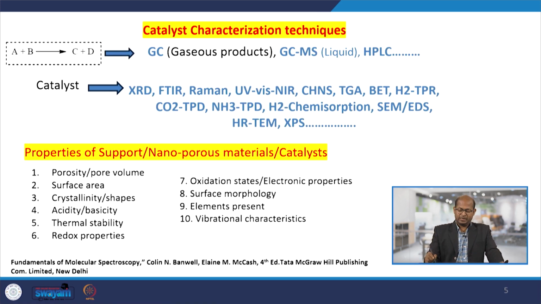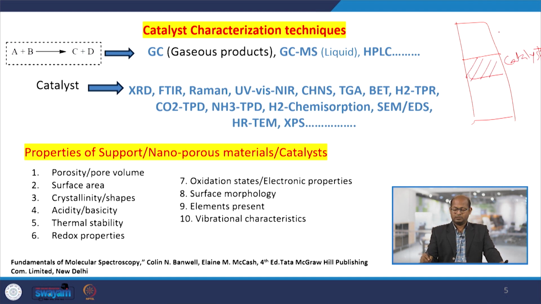Whenever we conduct a reaction, we need a reactor. Let us say this is a reactor packed with catalyst. Here we placed the catalyst, and here the reactant molecules would pass and we will get products C plus D here. So, this is the catalyst bed, where we are maintaining a particular temperature and pressure.